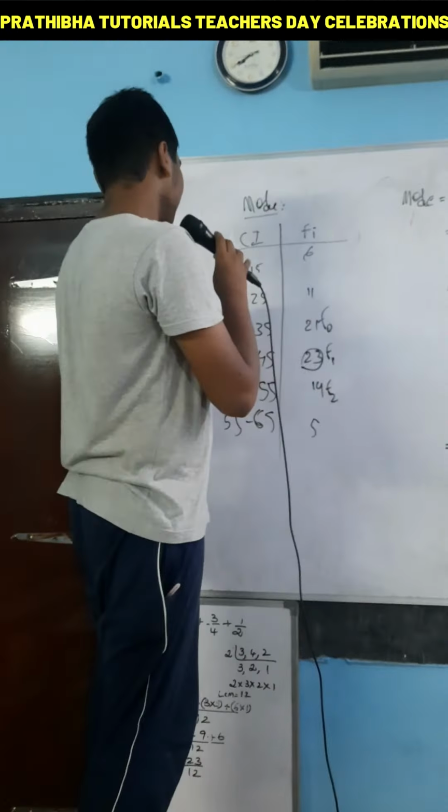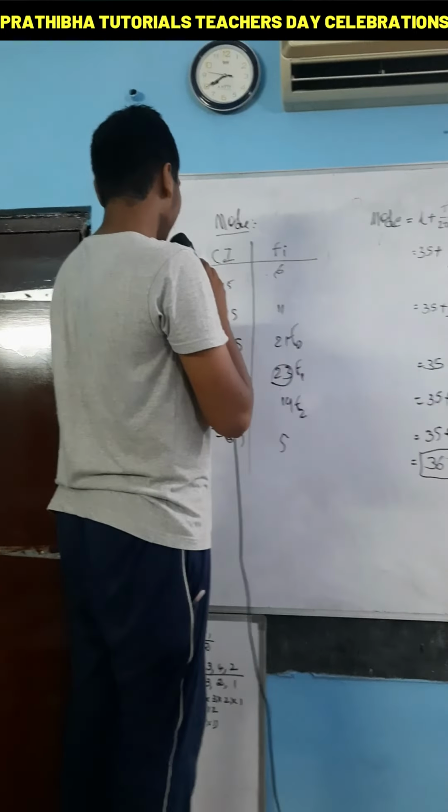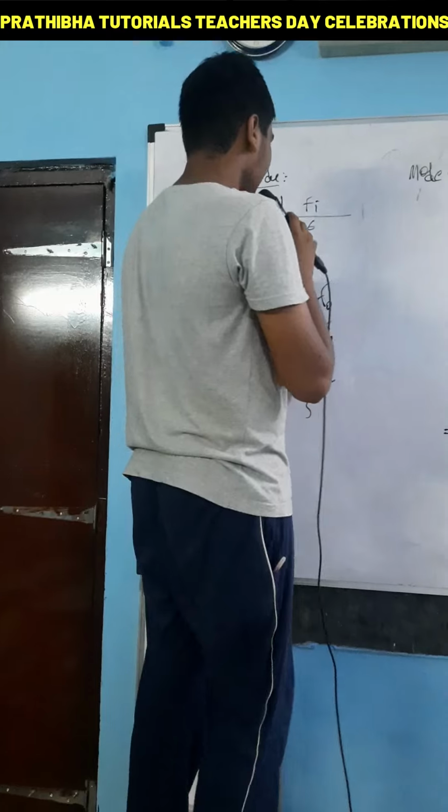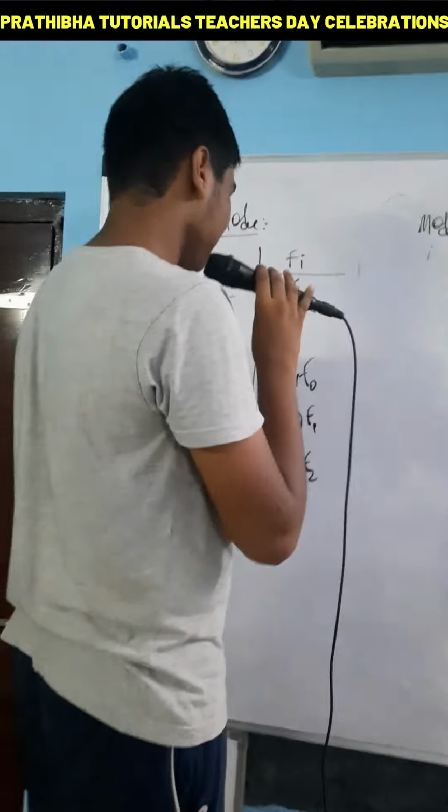Here, the mean is given by CI and FI. CI: 5, 15, 15, 25, 25, 35. FI is equal to 6, 11, 21, 23, 14, 5.